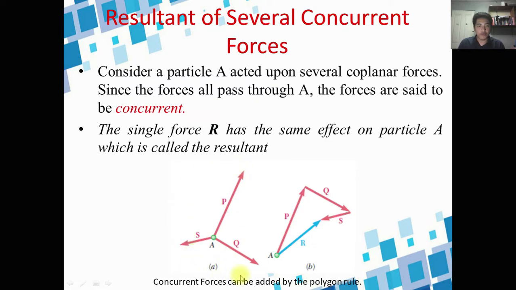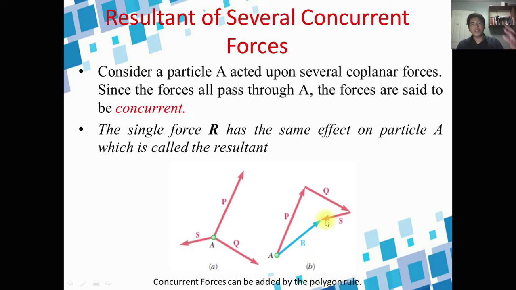So let's say we want to get the resultant of this. Again, choose a first vector. In this example, we chose P. We move the Q vector such that its tail is connected to the tip of vector P. And we also move S, not changing its direction or its magnitude, such that the tail of vector S is connected to the tip of vector Q. Hence, we have P, Q, S.